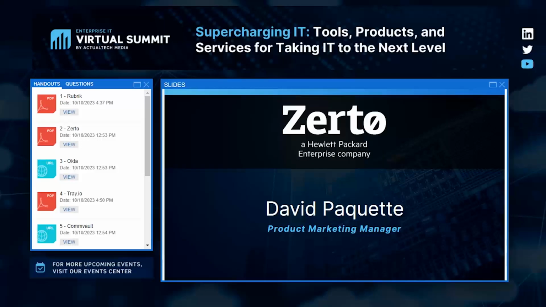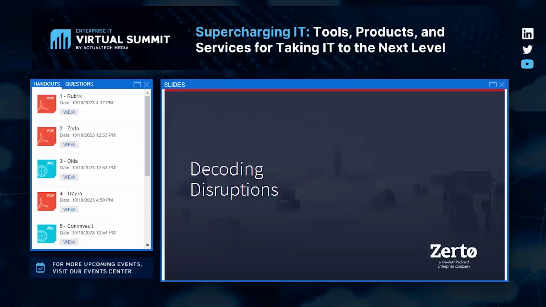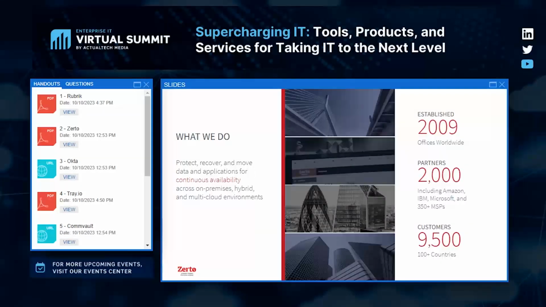Well, it's really great to be here to present to everyone and be part of this webcast. So I just want to start off by talking a little bit about what Zerto is and what we do. What we really do is help our customers protect, recover, and move data and applications for continuous availability across on-premises, hybrid, and multi-cloud environments. What does that really mean? I'm going to get into that, but we've been doing this since 2009. We've had a lot of success worldwide with over 2,000 partners, and I think it's actually more like over 10,000 customers now.